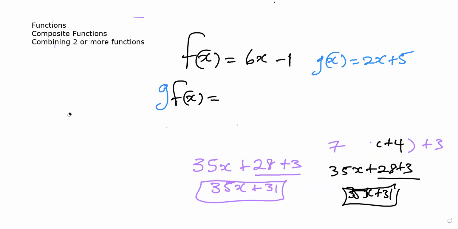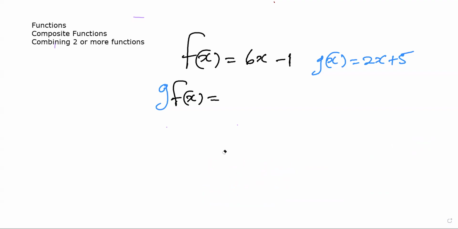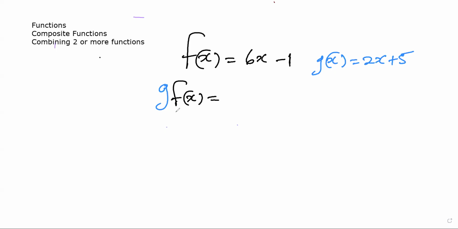So you go. Alright guys, try this one. g of f of x. Check for Mary, please. So f goes in the box. Definitely f must go in the bracket, right? Because f is the last function. And then you put g, which is 2x plus 5.